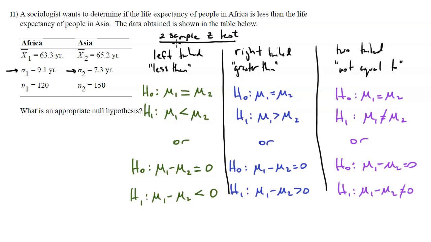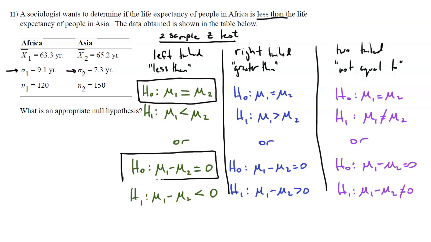So in this case, we're looking to see if the life expectancy of people in Africa is less than. So we're using this less than test. The appropriate null hypothesis could be this one, or it can be this one. Both are correct, appropriate null hypotheses. But if you think about it, the null hypothesis for all three of these are exactly the same.